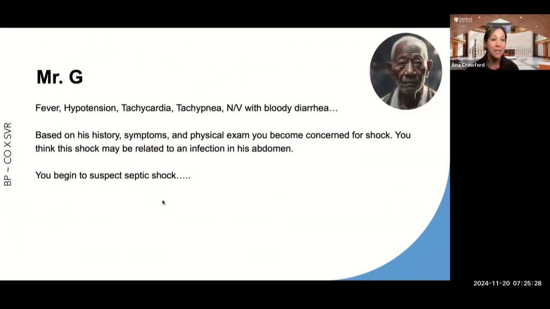Back to Mr. G. He has fever, he's hypotensive, he has tachycardia and tachypnea. He also has nausea and vomiting with bloody diarrhea. This is the summary of what we know so far. Based on his history, his symptoms, and physical exam, and what you've learned from Dr. Mim, from Dr. Sebastian, and Dr. Joel, we're starting to be concerned for shock, and we're starting to be concerned that he might have an infection in his abdomen. So you begin to start suspecting septic shock.